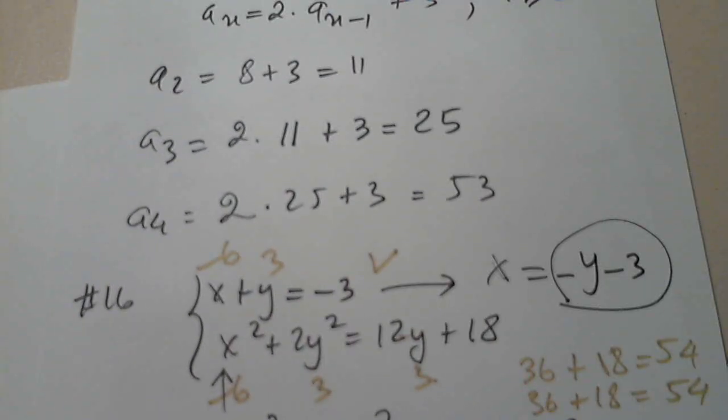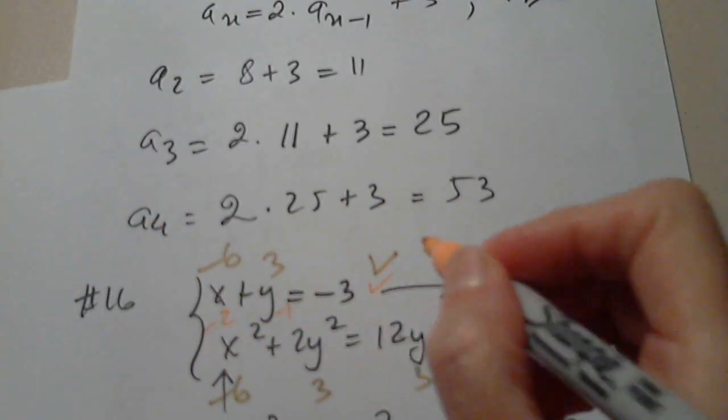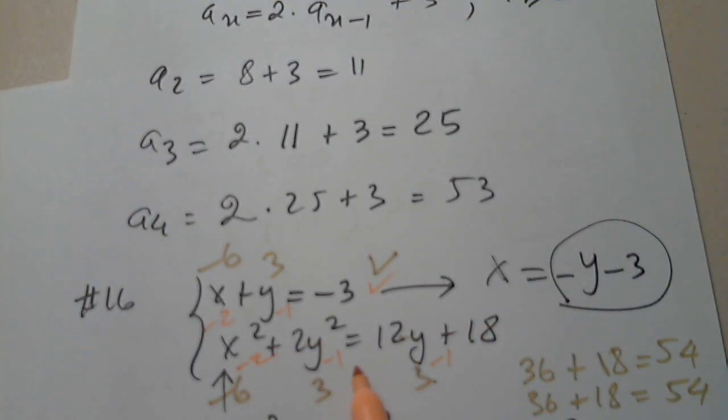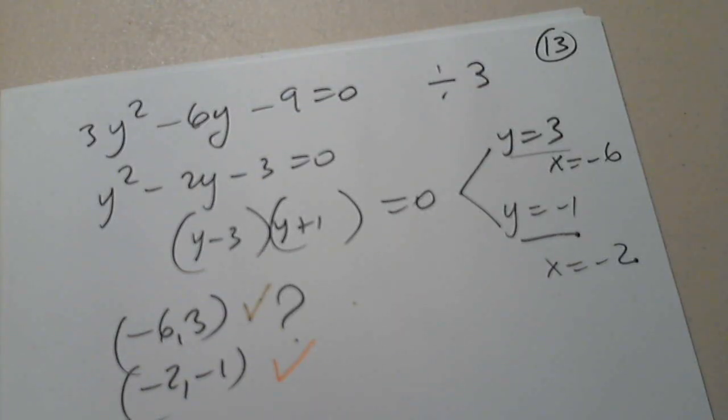And then I check the second one. Negative 2, negative 1. Yes. So 4 plus 2 is 6. Negative 12 plus 18 is also 6. So I will say yes to both. But I will definitely always, always, always check.